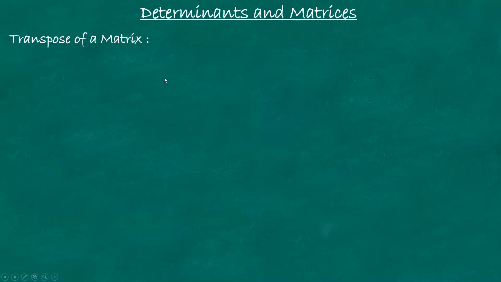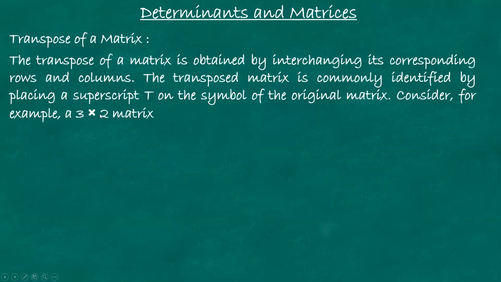Transpose of a matrix. What is it? The transpose of a matrix is obtained by interchanging its corresponding rows and columns. The transposed matrix is commonly identified by placing a superscript T on the symbol of the original matrix.